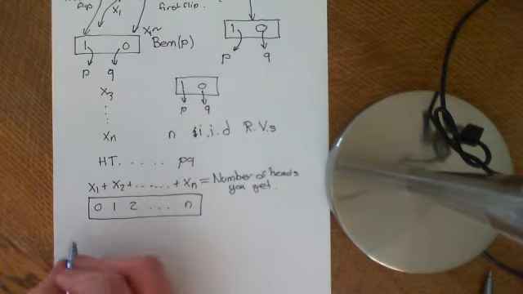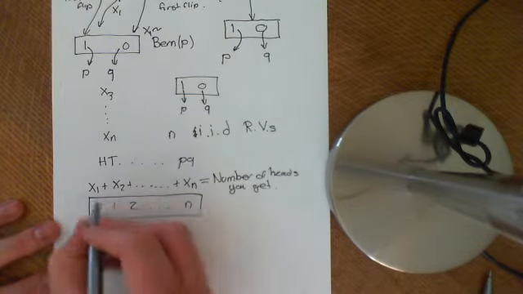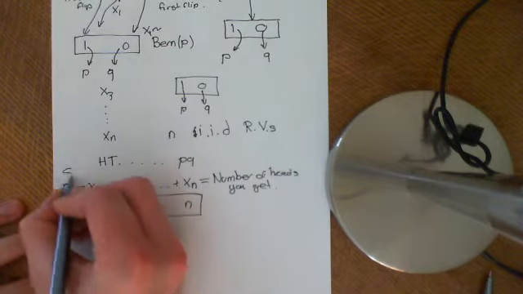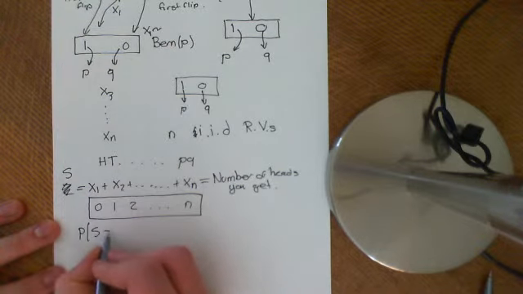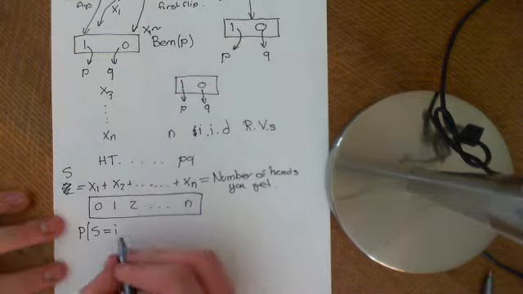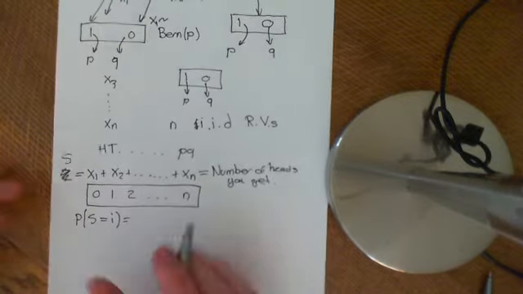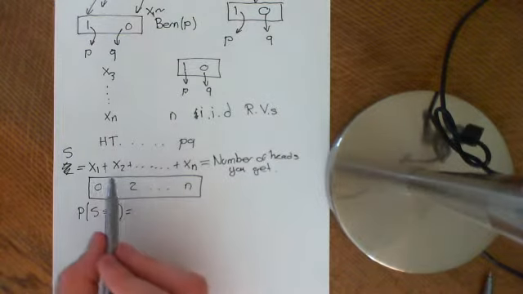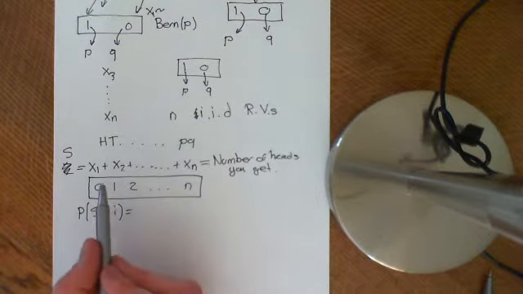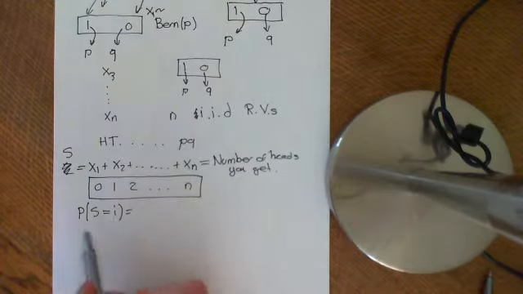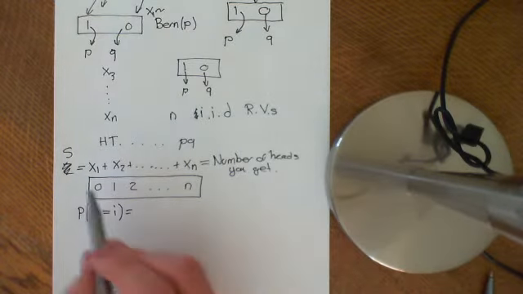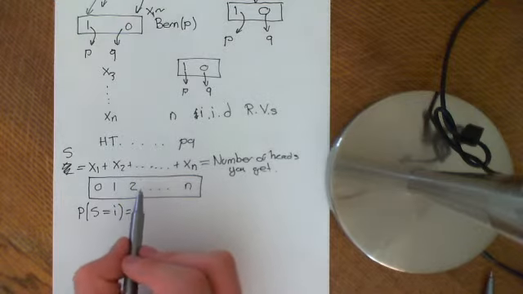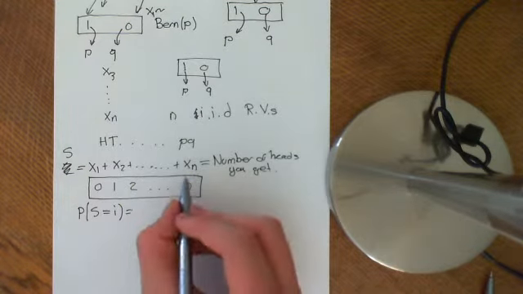And we want to know what is the probability that you get I. What is the probability that this new random variable, what should we call it, let's call it s for sum, the probability that s is equal to I. So what is that probability? Well, remember that all of these can equal 0 or 1. So if s is overall equal to I, then I of them had to be 1, and n minus I of them had to be equal to 0.